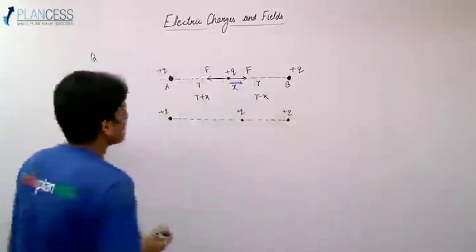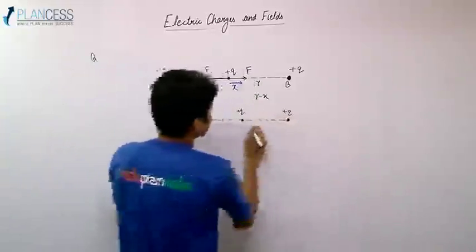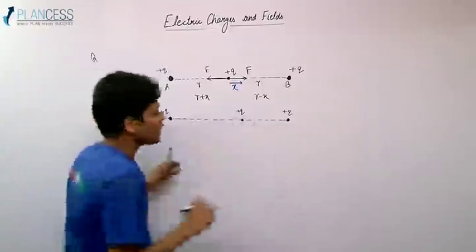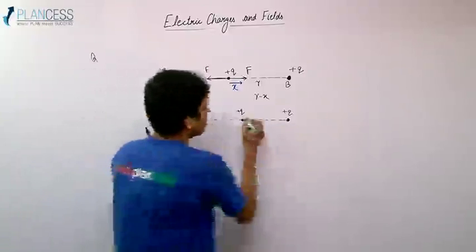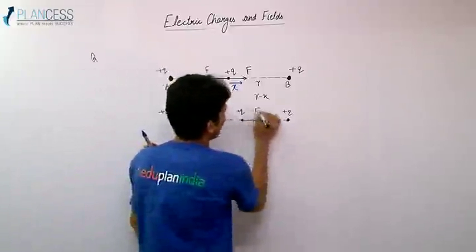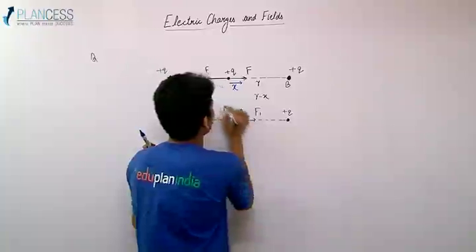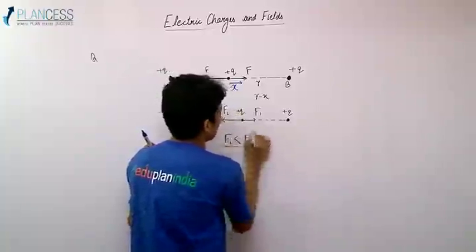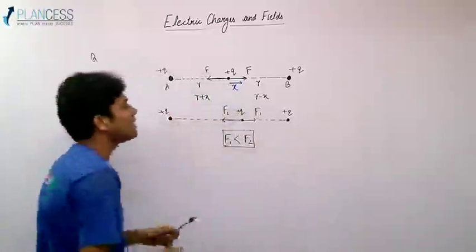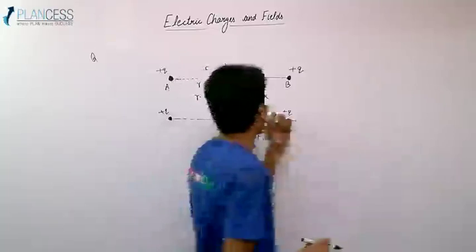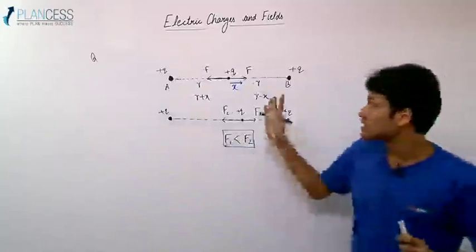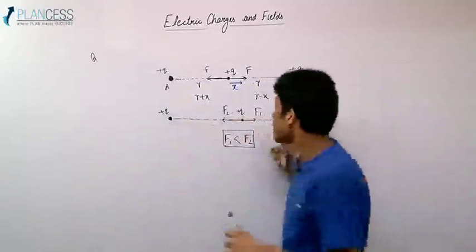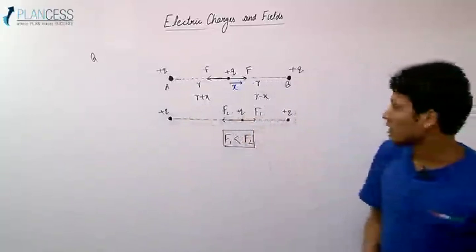So you can see that now the forces by these two charges are not equal because the distances are no more equal. So this will exert a force, let's say, F1, and this will exert a force, let's say, F2. You can clearly see that F2 would be greater than F1 because the distance between charge B and the middle charge is r minus x. That is, this distance is less than the other distance. So F2 is greater than F1.